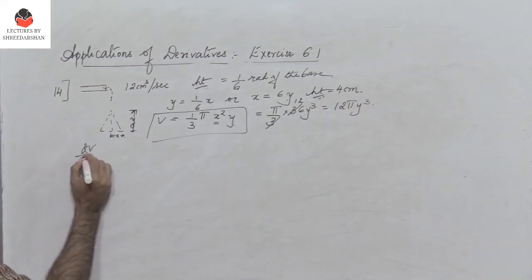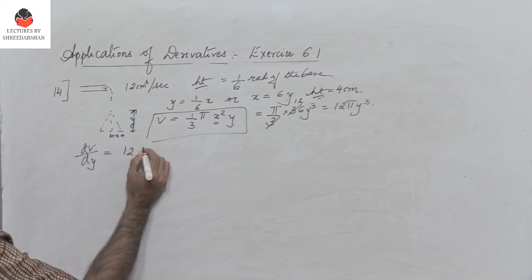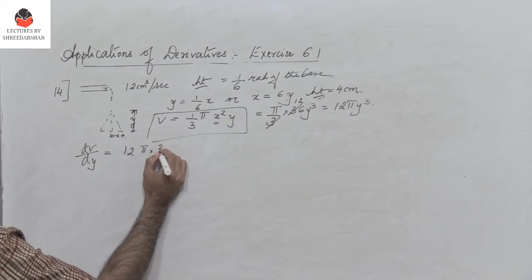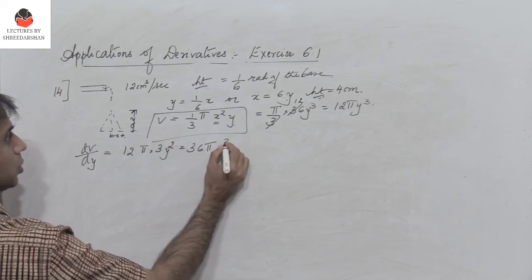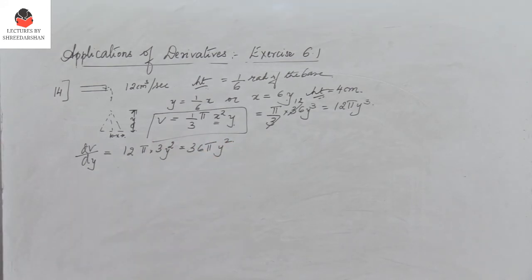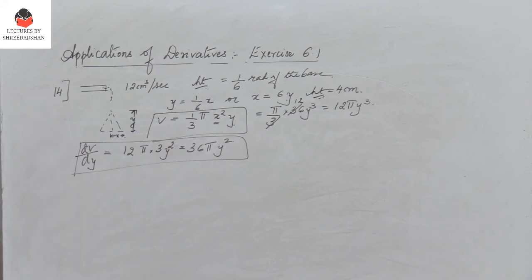Now let me differentiate the volume with respect to y. So I get 12 pi into 3y squared, so I get 36 pi y squared. So what is being asked? We need to find the rate of change of the height, so I need to find dy by dt. But I found the change of volume of the cone with respect to the height, which is 36 pi y square.